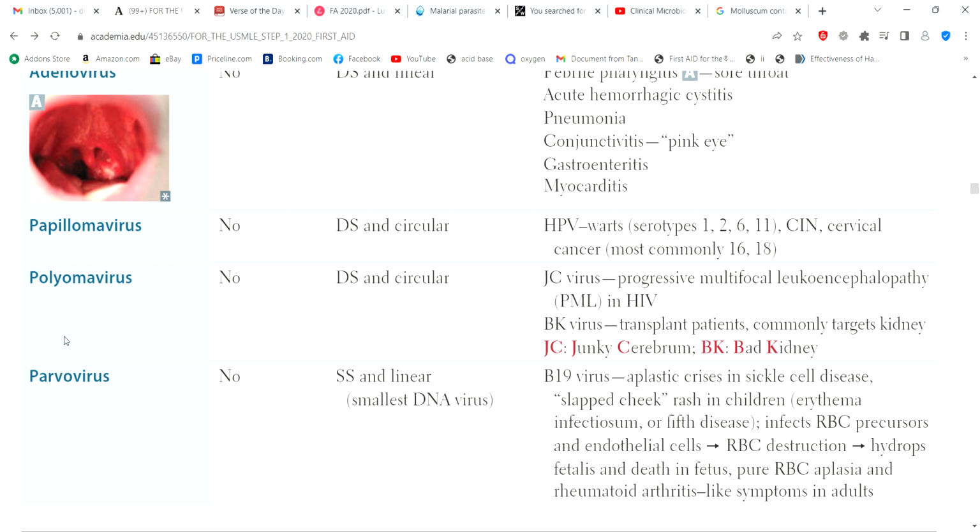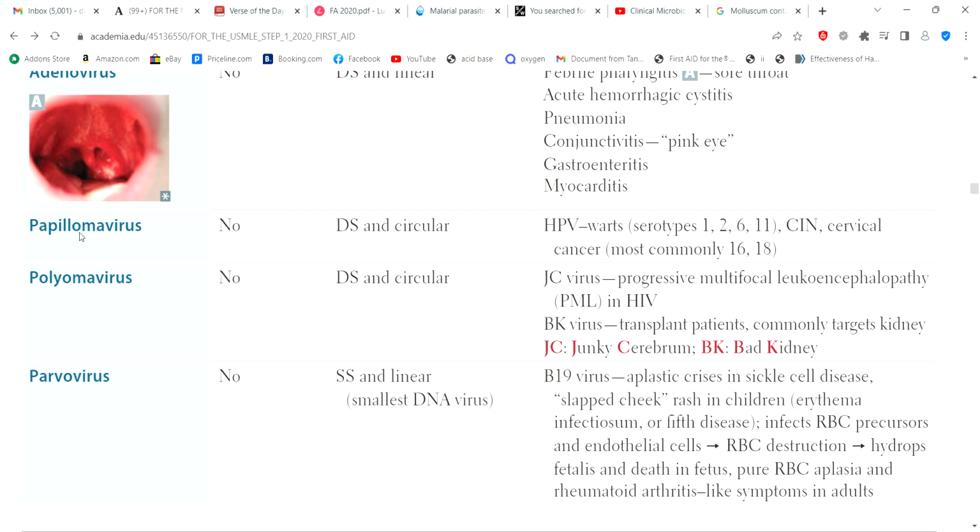CIN, cervical intraepithelial neoplasia, is also caused by HPV. This also causes cervical cancer, and the strains that cause cervical cancer are 16 and 18. You gotta remember that, okay? 16 and 18. There's a lot of clinical significance.